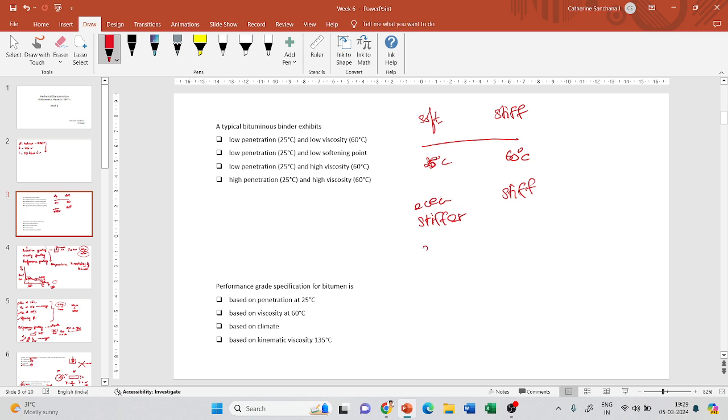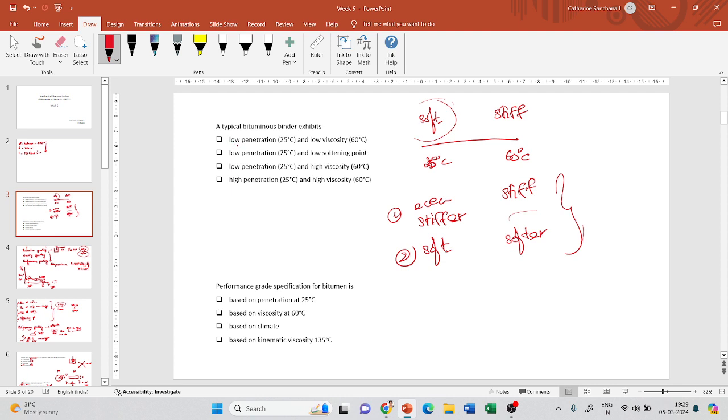Now if my bitumen is soft at 25 degrees Celsius, then at 60 degrees Celsius it will be even more softer. So if it satisfies this criteria, this will be failed. Okay, so this is what a real life bitumen actually exhibits. So let us go through one by one.